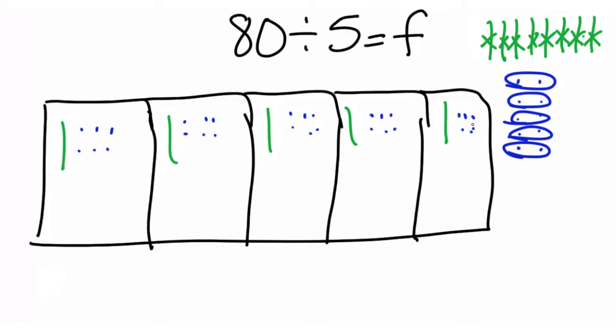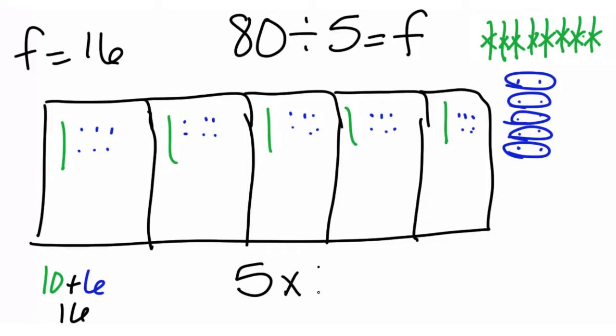Looking at the total number of tens and ones in an array box, we notice that we have 1 ten and 6 ones, which is 10 plus 6, and that equals 16. That means F equals 16. We also know that we have 5 groups of 16, and we write 5 times 16 equals 80.